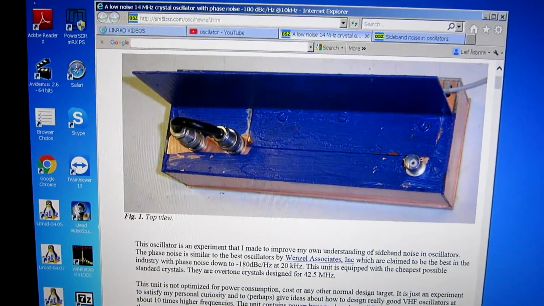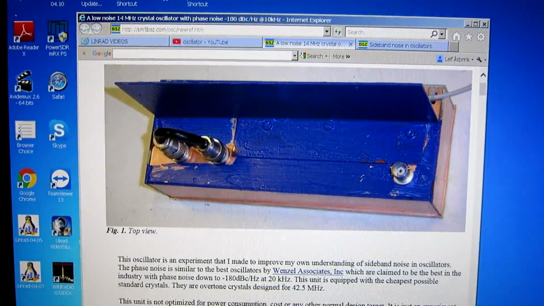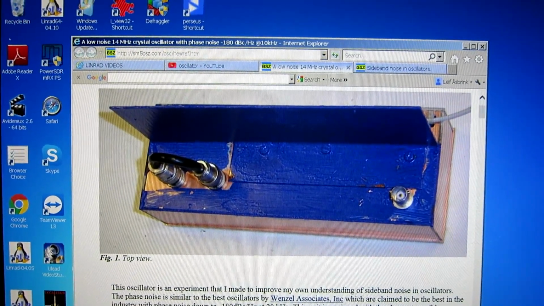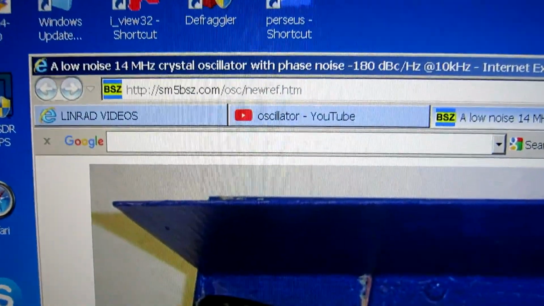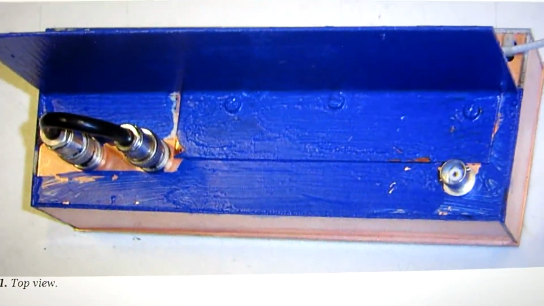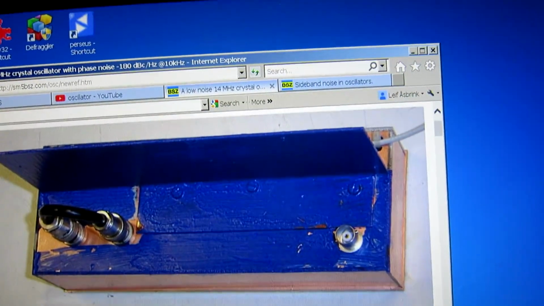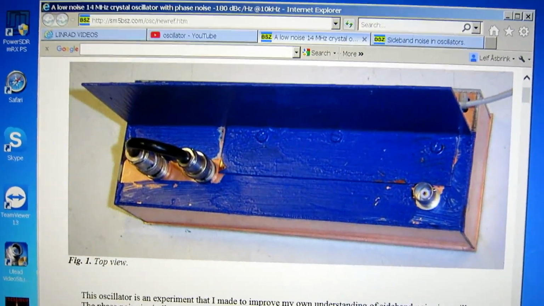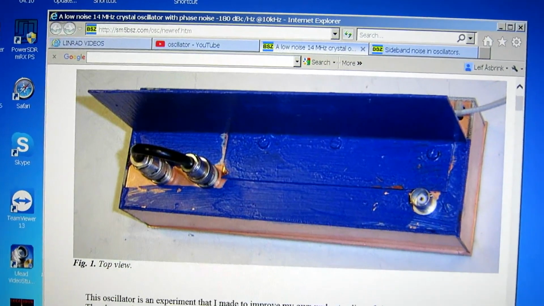This video is the first in a series of videos where I study sideband noise in oscillators and in the components we use to build oscillators from. It is a continuation of the work that I have described here. This oscillator, which provides, I don't remember exactly, something like minus 180 dBc per hertz. This work is motivated by my interest in studying frequency multipliers.